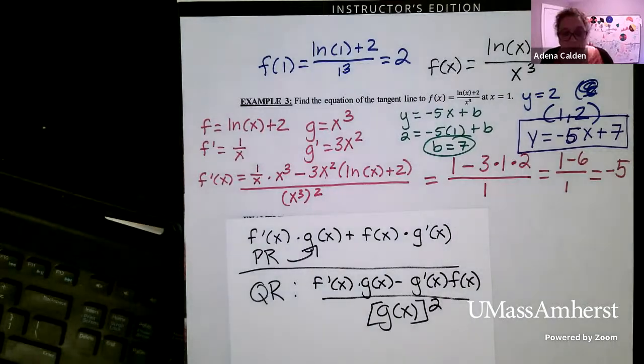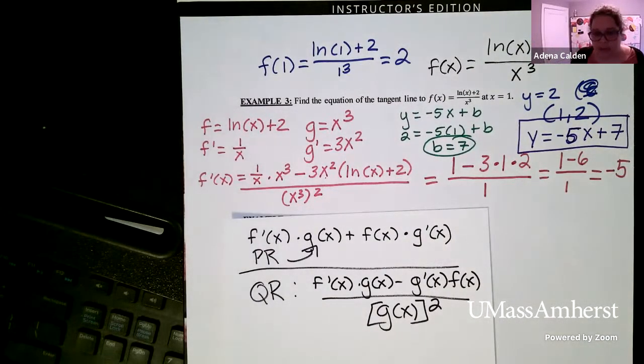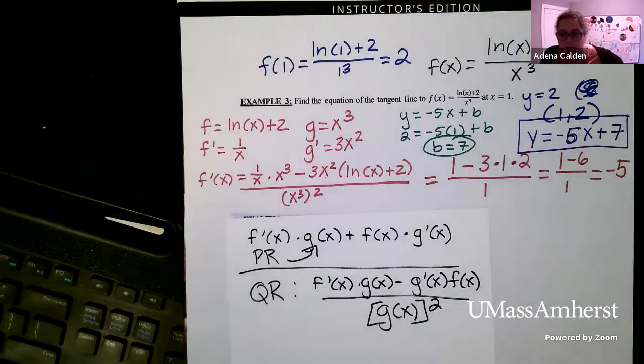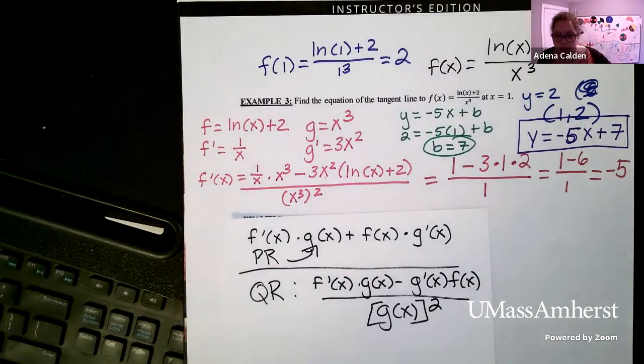So again, the process of finding the equation of the tangent line is always the same, where we're looking at the point and the slope, but what's changing is the function. And here our function happened to be a quotient, so we had to use the quotient rule.